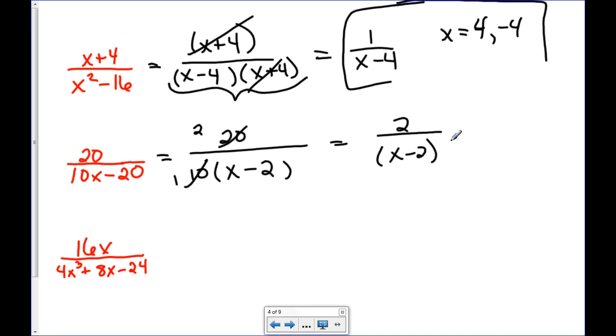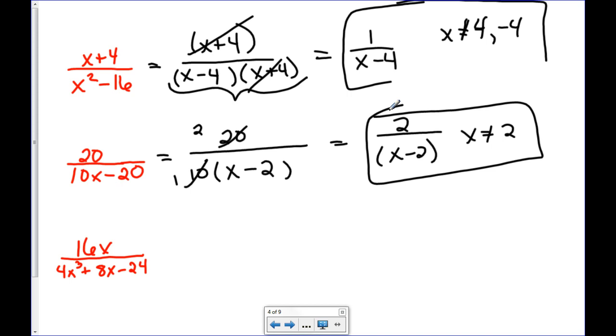Okay? What can x not be? It can't be a 2. So I put x does not equal 2, that should have been a not, by the way, up there. So it cannot be 2. Okay, that's the excluded number.